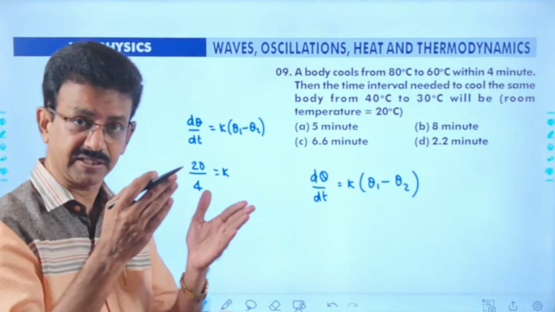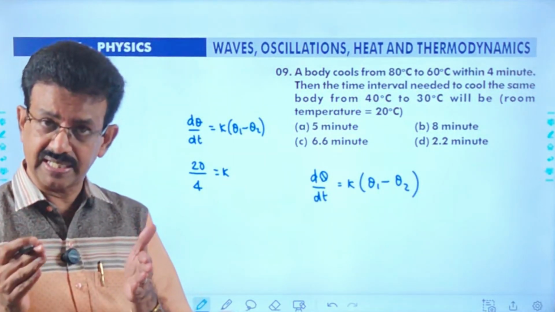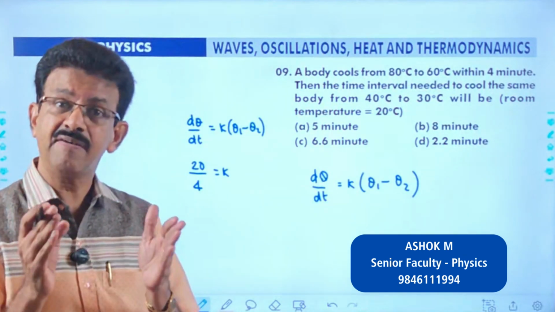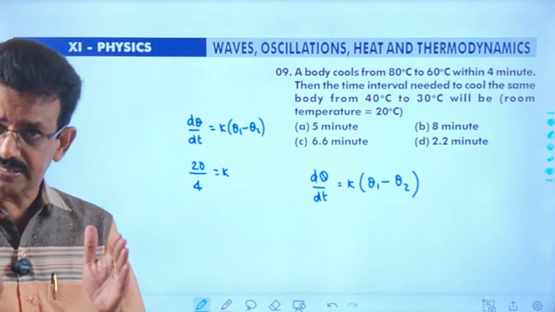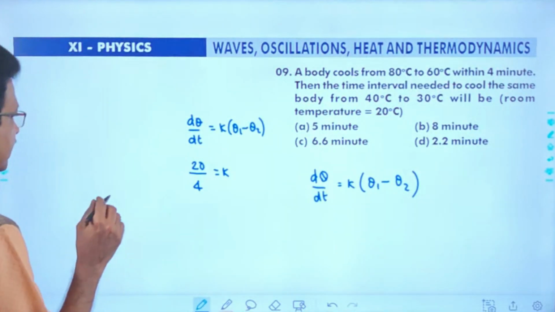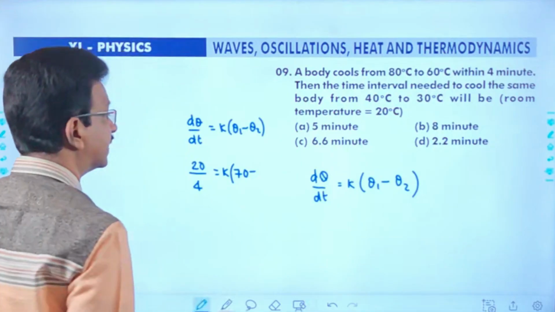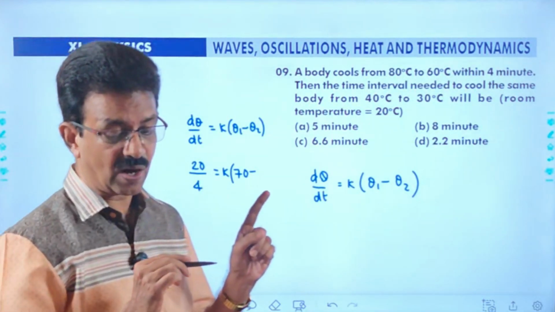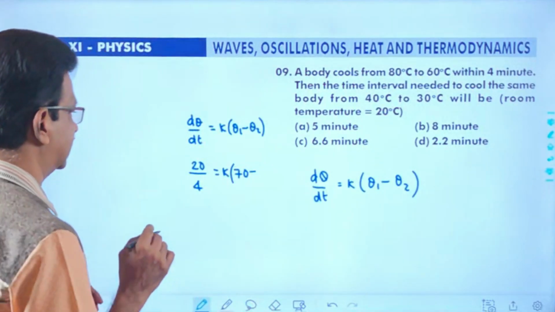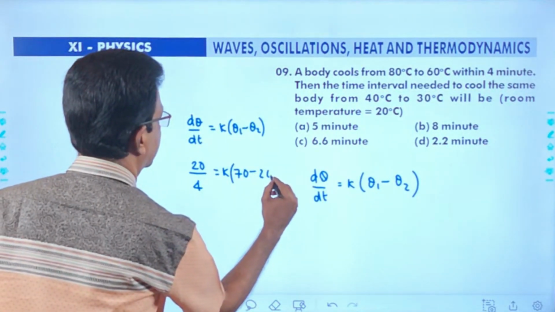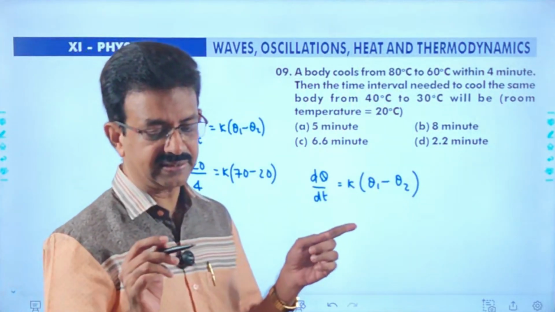Body temperature means it is cooling, exposed, so the temperature changes at each instant, and in such a case the average value of the body temperature is to be taken. 80 to 60 means the average value is 70. Body temperature is taken as 70. Then θ2, the surrounding temperature, the room temperature, is given as 20 degrees Celsius. 20.